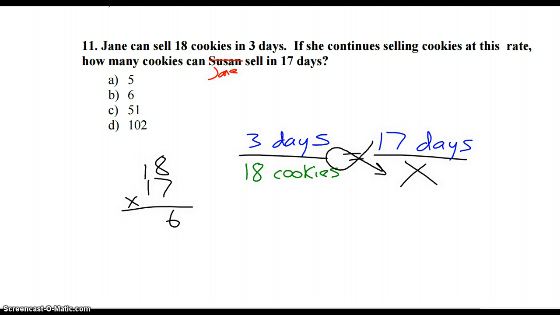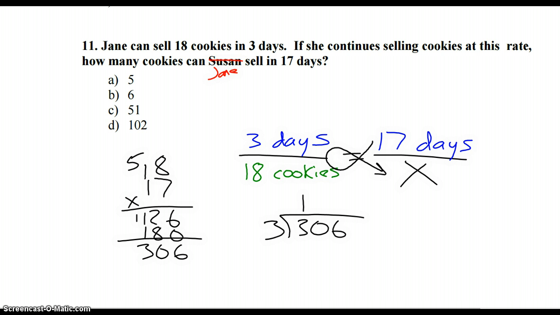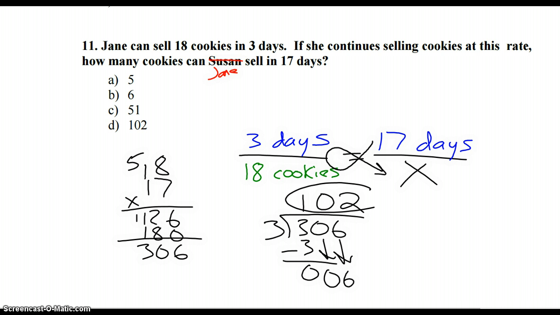So 56 and 12, add the 0, 8 and 1. Alright, so 6, 10. So we get 306. Now we're going to divide that by 3. So 306 divided by 3, 1, 0, 0. And then we're going to drop that 6 down. We get 3 goes into 6 twice. So 102. So we're looking at D for that one.